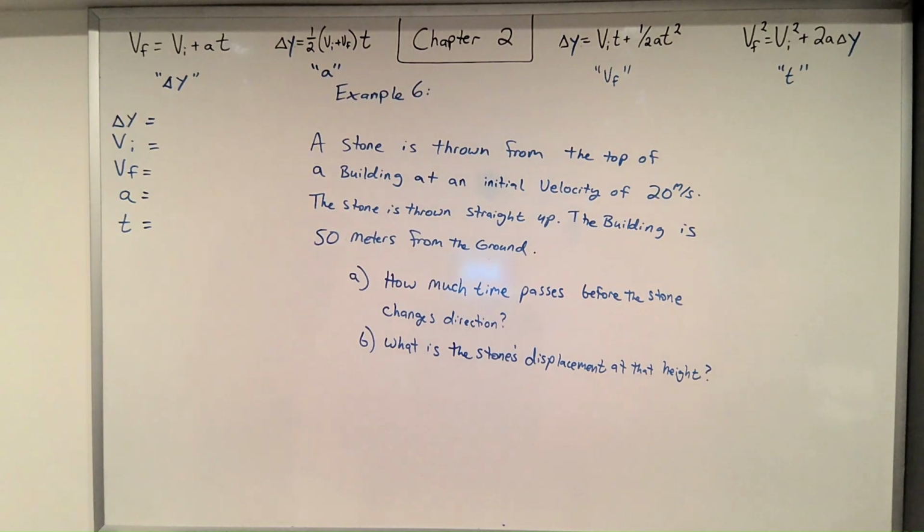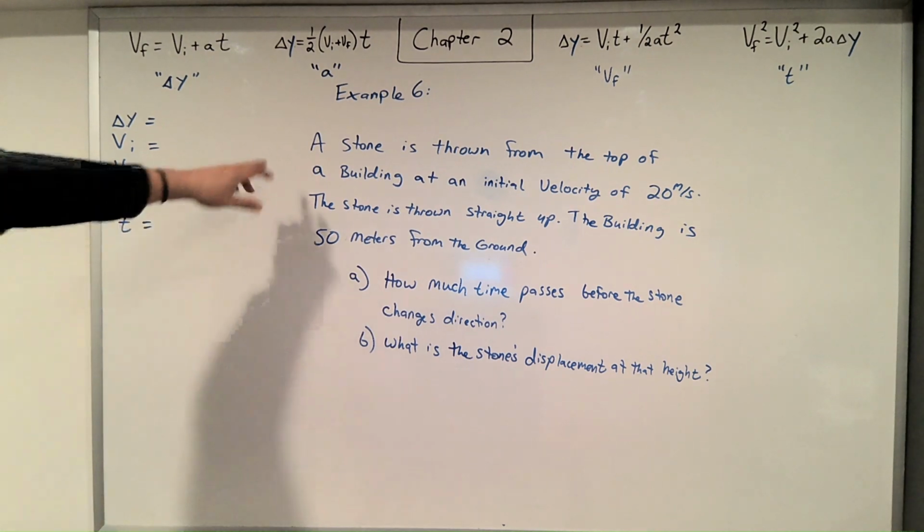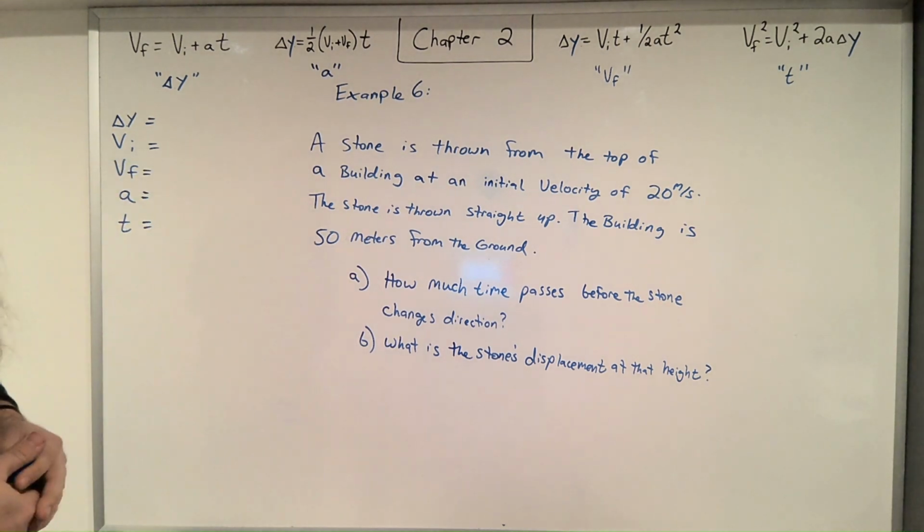Okay, so let's try another example here. This is example 6. This will be our last one. In this example, we have a word problem. It states here that we have a stone that is thrown from the top of a building at an initial velocity of 20 meters per second. The stone is thrown straight up. Okay, so the building is 50 meters from the ground. Okay, so what does that entail?